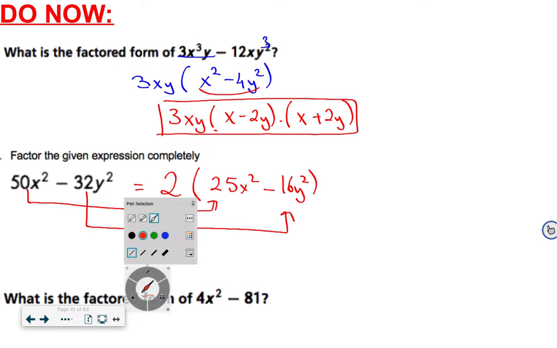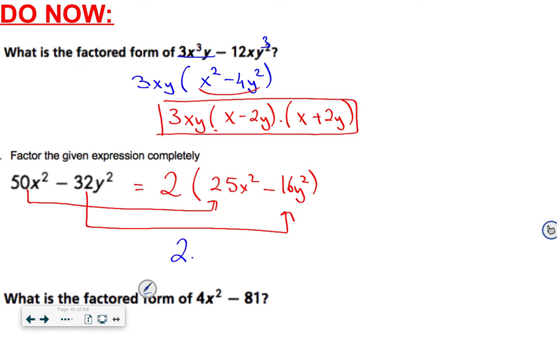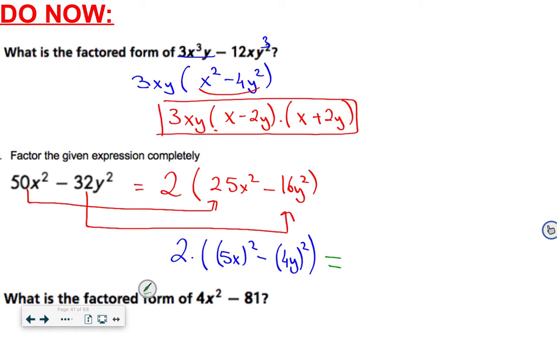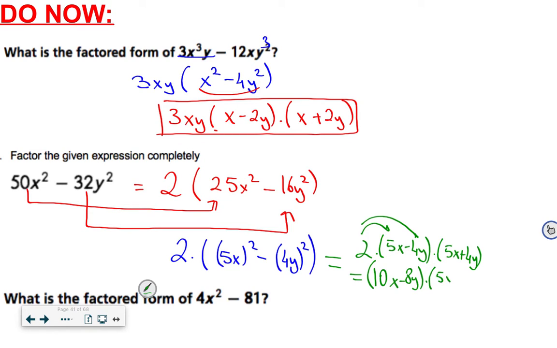I can write 25x squared as 5x squared, minus, I can write 16y squared as 4y squared. If you use the difference of two squares, you can get 2 times 5x minus 4y times 5x plus 4y. If you want, you can distribute the 2 into the first expression, and the final answer will become 10x minus 8y times 5x plus 4y.